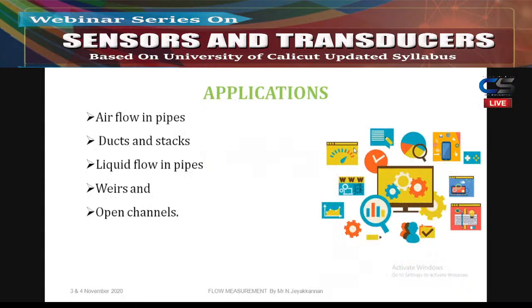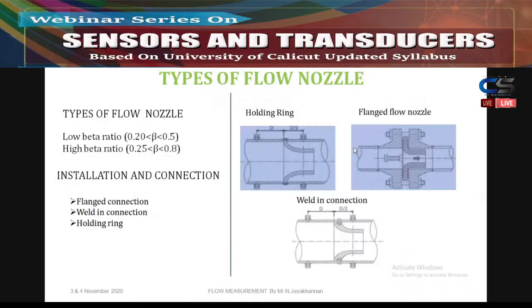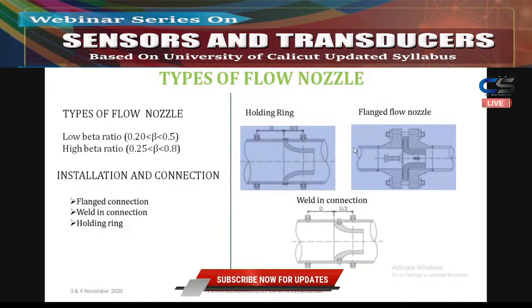And mainly these are the applications: liquid flows, open channel pipes, air flow, ducts, stacks, everywhere these components will be used. Okay, and next comes the flow nozzle.